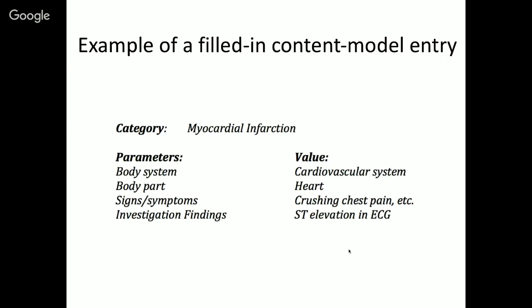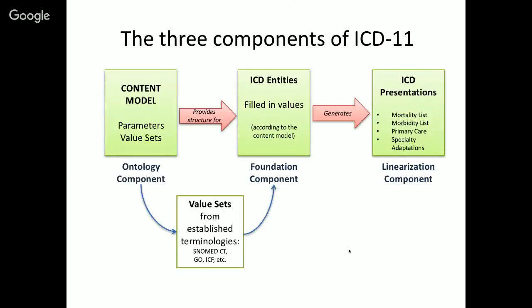And so you can see in this example of the content model filled in for myocardial infarction, the idea that you have certain parameters like the body system that the disease occurs in, like the cardiovascular system, the body part that's involved, such as the heart, signs and symptoms, crushing chest pain, findings that you would find on investigations, such as particular patterns in the ECG, and so on.